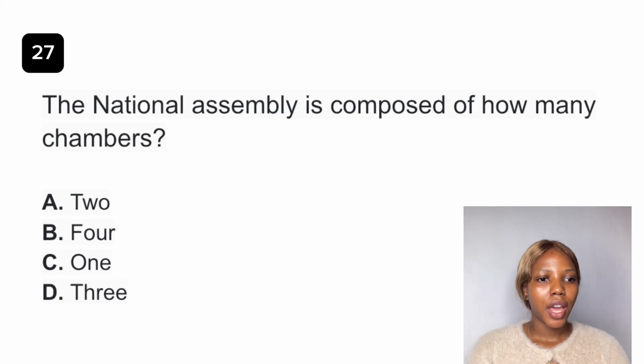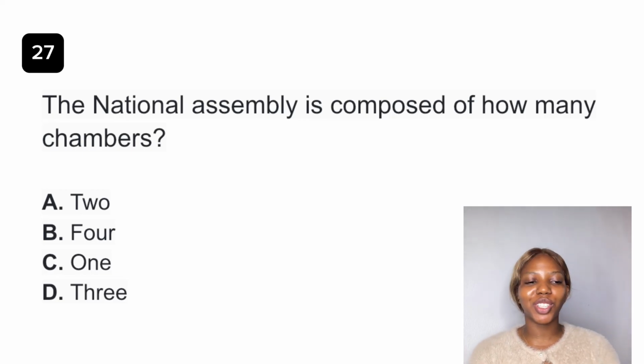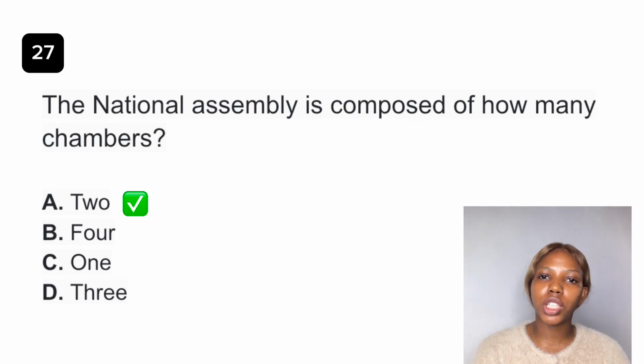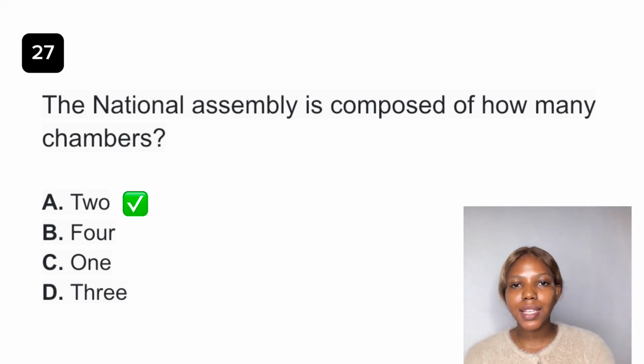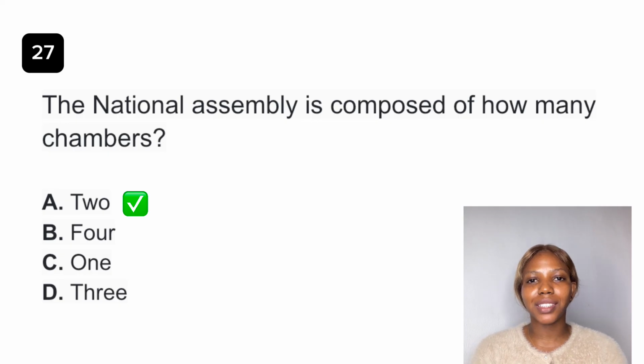Question 27. The National Assembly is composed of how many chambers? The answer to this question is 2. Okay, so the National Assembly is under the legislative branch and it is composed of 2 chambers, which are the Senate and the House of Representatives. So option A is the final answer to this question.